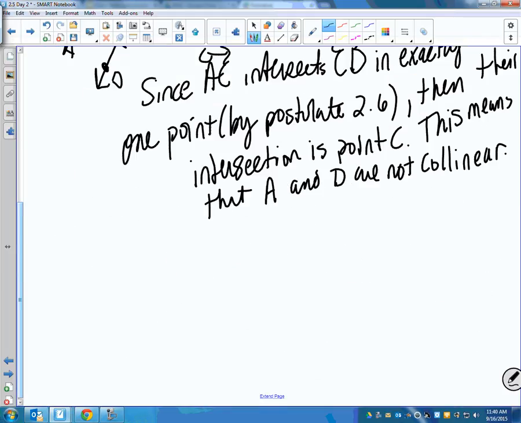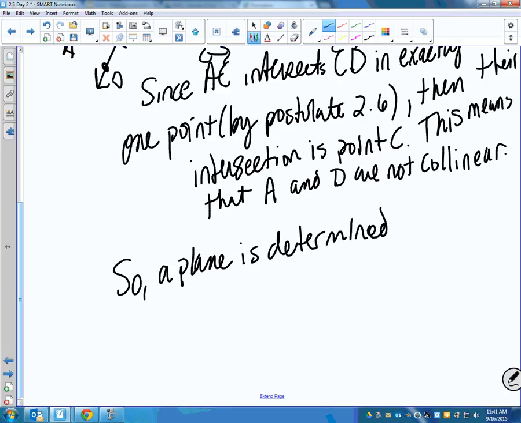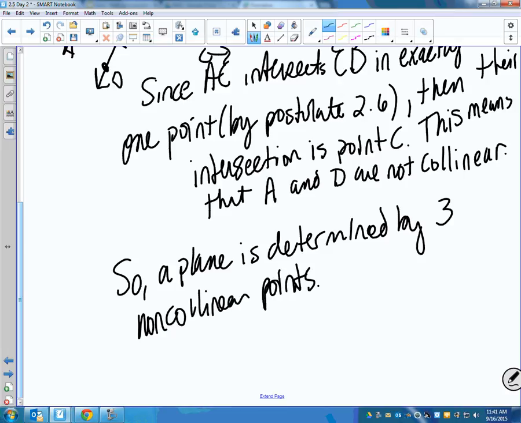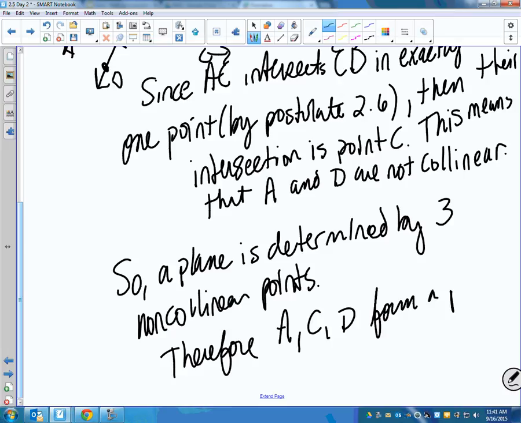So I'm going to say, so a plane is determined by 3 non-collinear points. Therefore, see how I like to use these words? A, C, and D form a plane. Proven.